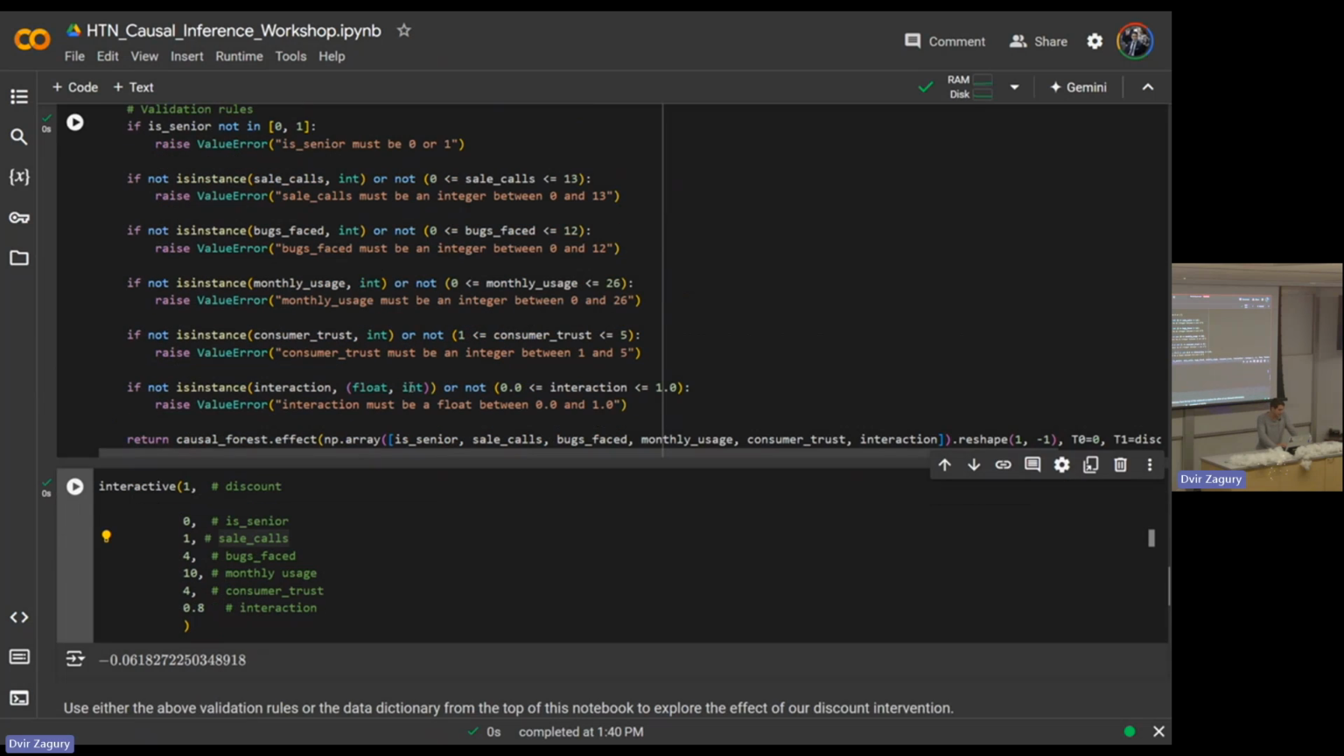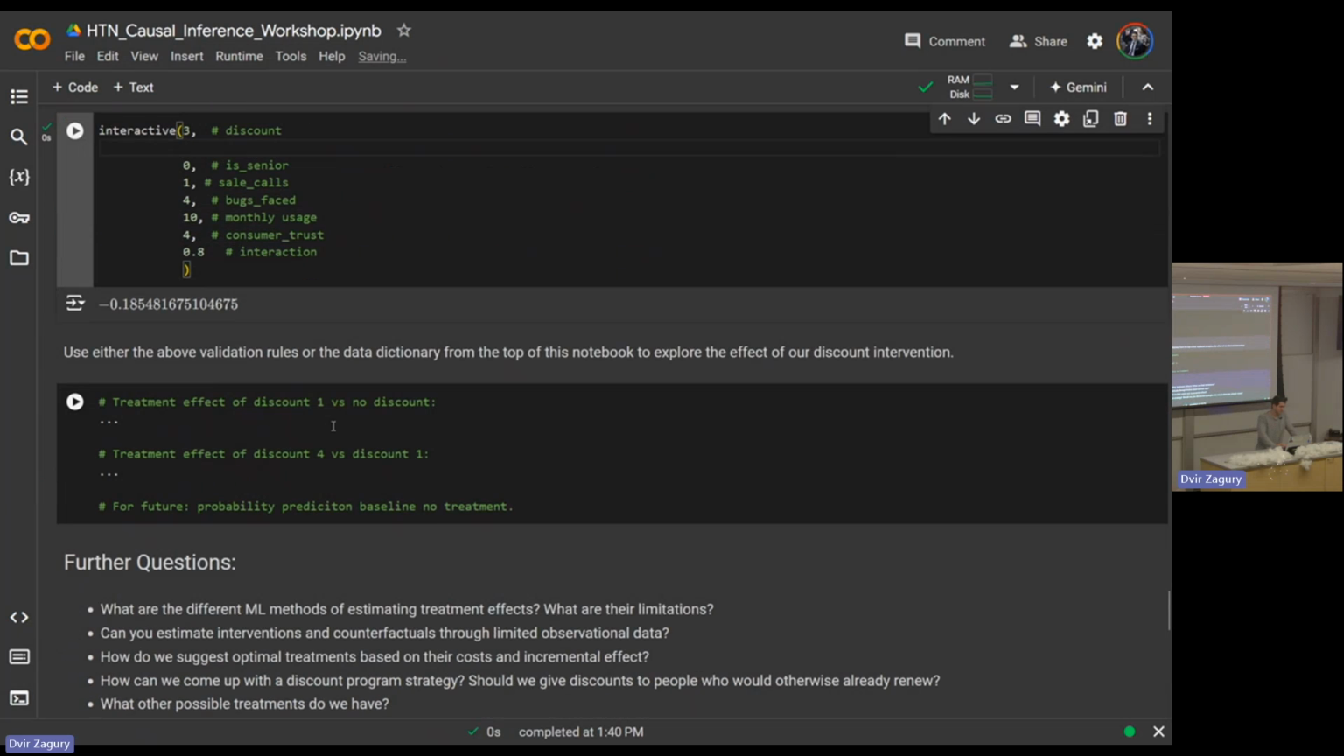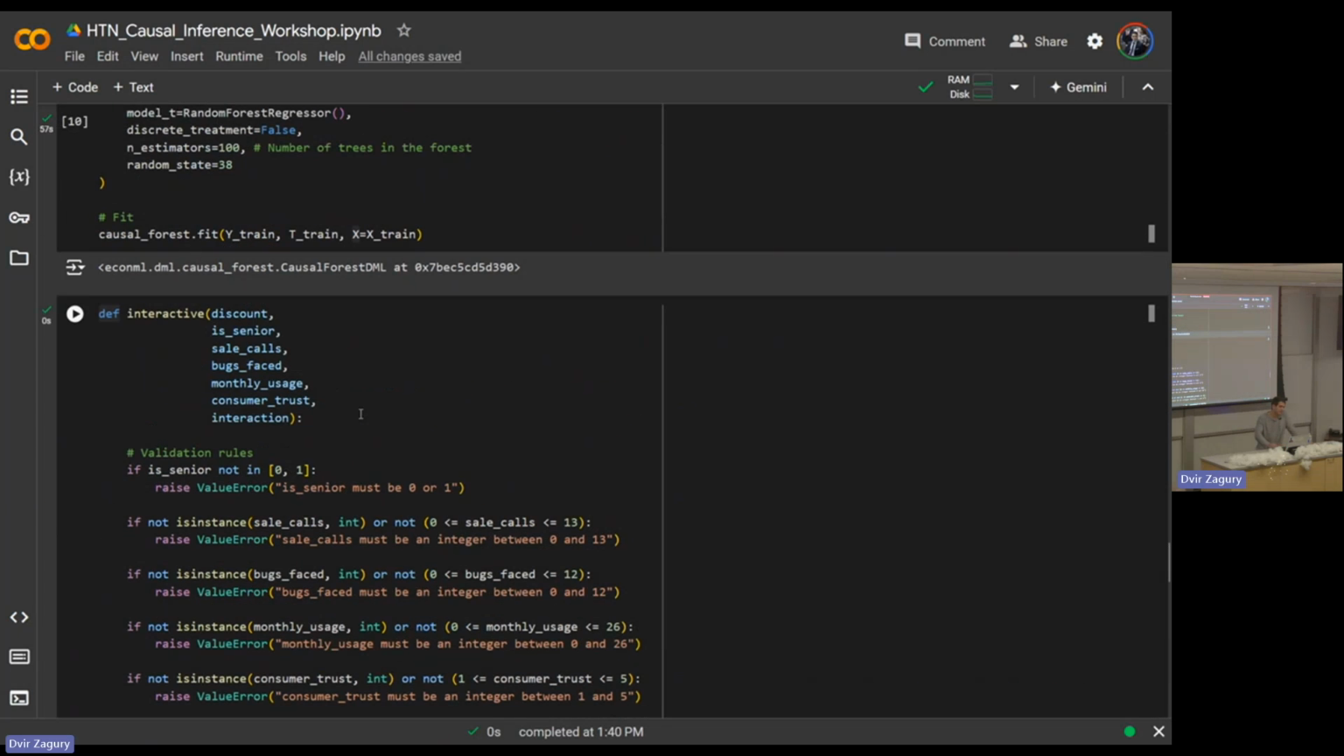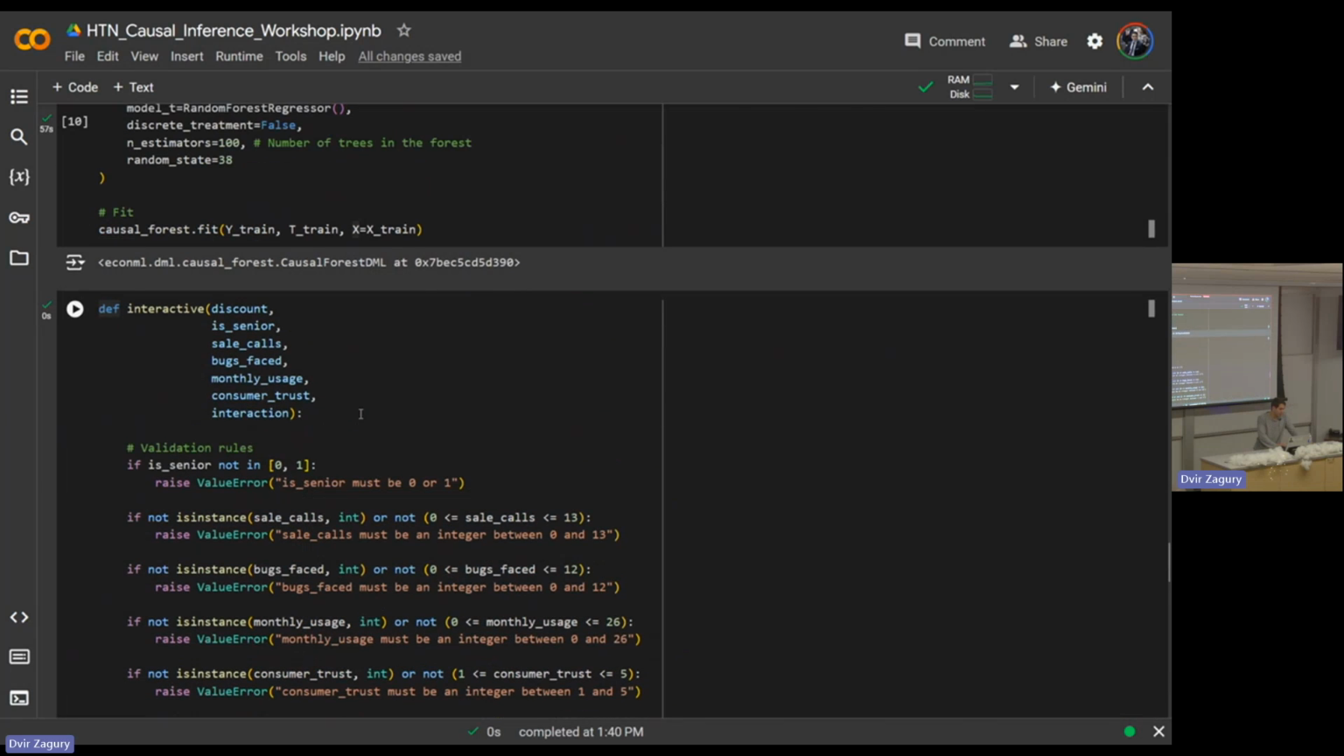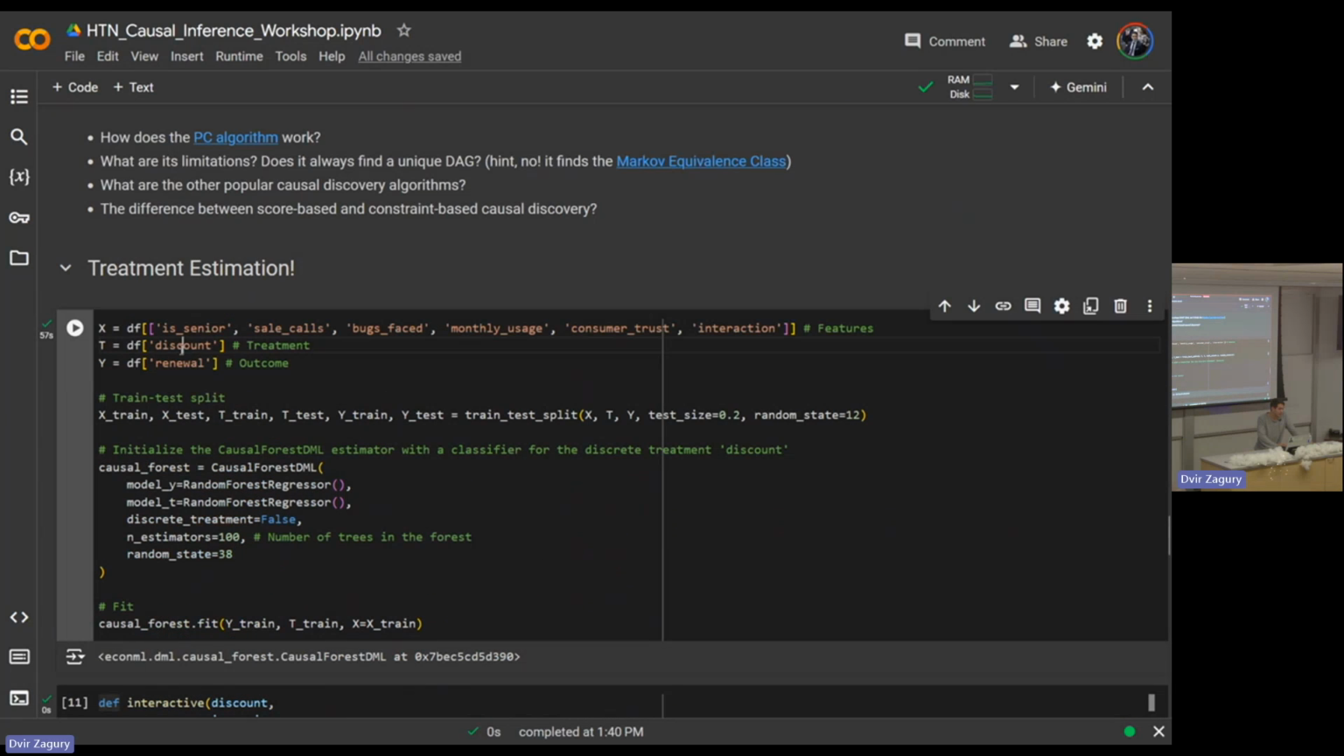And so we can mess around with this more and see how that changes. You can mess around with this for a few minutes, and I'll walk around to see how it works on your end. But this is the sort of stuff we do, and you can also change the treatment if you want to ask different types of questions.